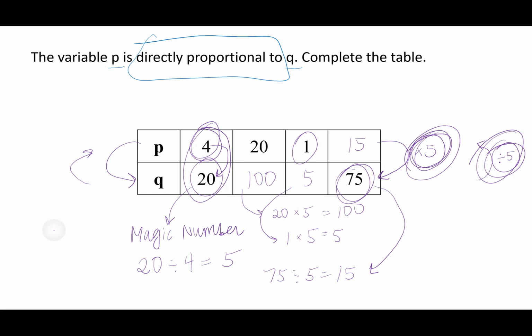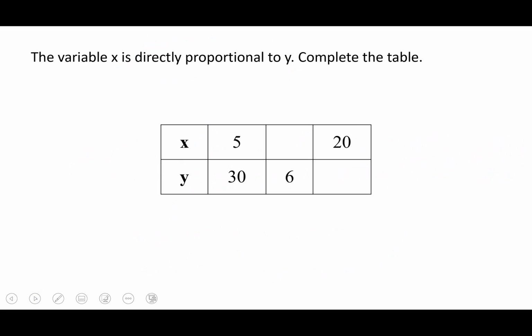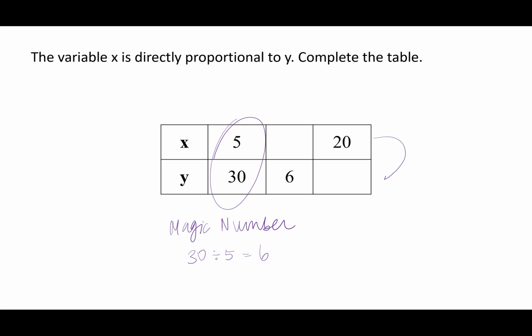Okay, last example for you here. You might want to pause the video and try this one on your own just to see if you've understood the topic, and then unpause when you're ready to go over it with me. So first things first, we'll find our magic number. I'm going to take 30, divide by 5 to come up with 6. So I know that if I'm going from the top to the bottom, I would multiply by 6.